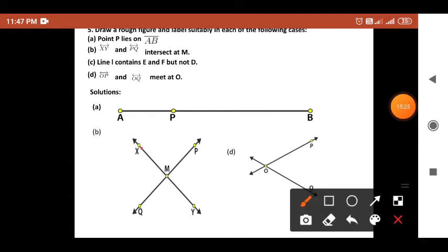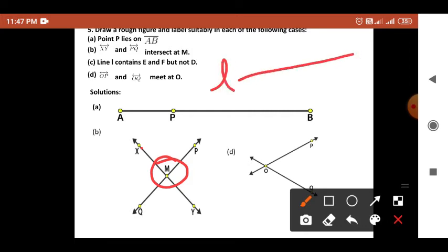See, XY is one line and PQ is another line. So they intersect at M. Okay. Now see, line L contains E and F but not D. Here is a line L. It contains E and F, but there is no D. D is here, outside. Okay. And OP and OQ meet at O.